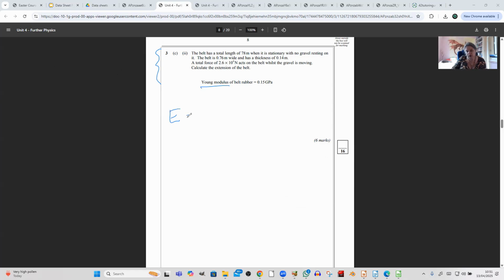So you've got your Young's modulus, which is E. I don't know why. Why can't they use a capital Y? It's almost not used at all. But anyway, E is stress over strain, and stress is force over area, and strain is change in length over the original length. They want you to calculate the extension. So delta L, make it the subject of the equation.